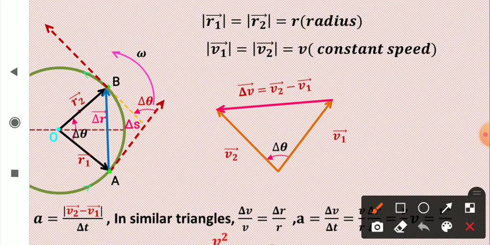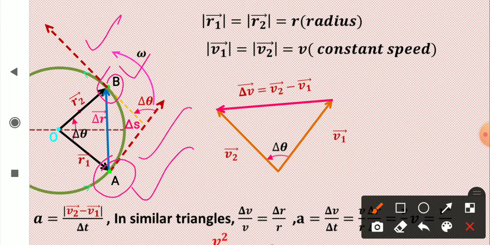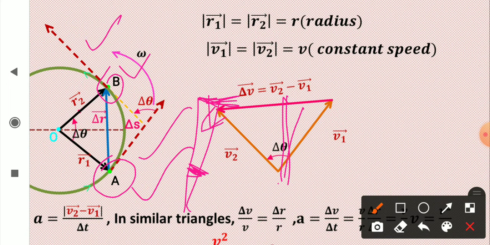See, if these two points are very close, अगर point A और B बहुत close हो जाए, तो ये velocity और ये velocity will become nearly parallel. See, the velocities will become nearly parallel. Okay, let me draw them like this. And if the velocities become nearly parallel, this angle will become negligible, and this delta V will make an angle 90 degree with this one.